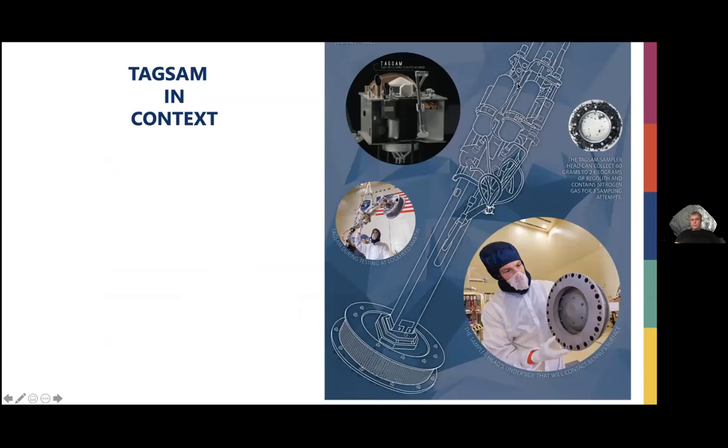So here are some actual pictures from a poster produced by the mission. You can see how TAGSAM sits on the arm. You can see gas canisters on the arm. You can see where it sits on the spacecraft, and you get an idea of the size from the two pictures with a person involved, and I know that person.